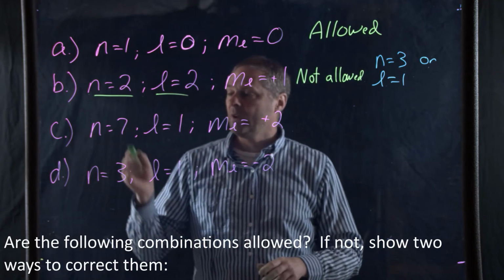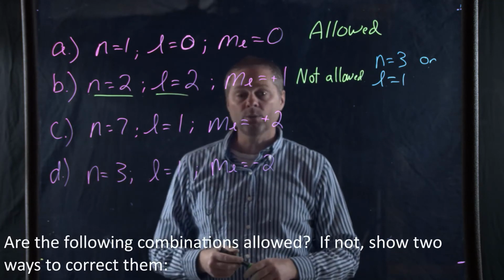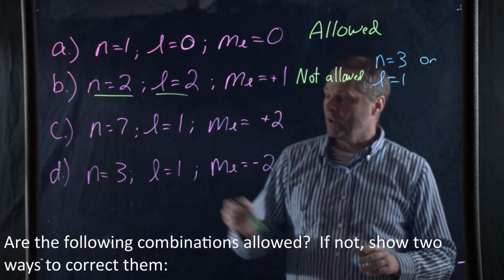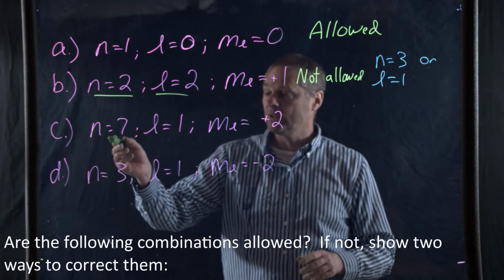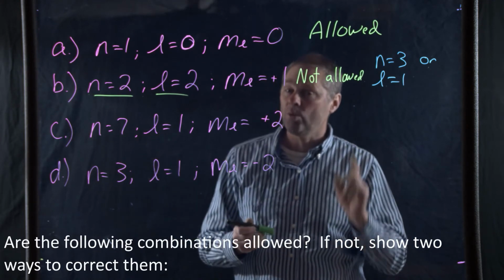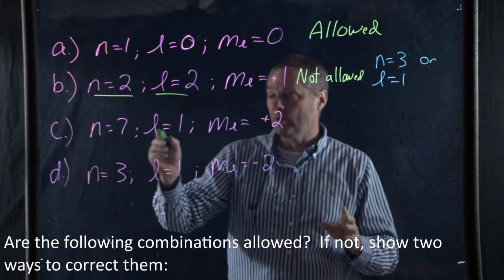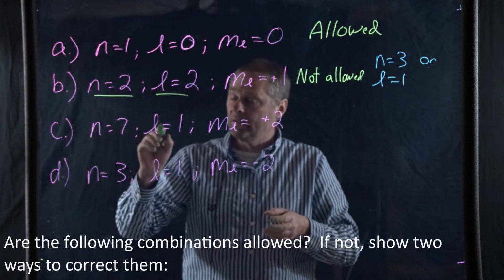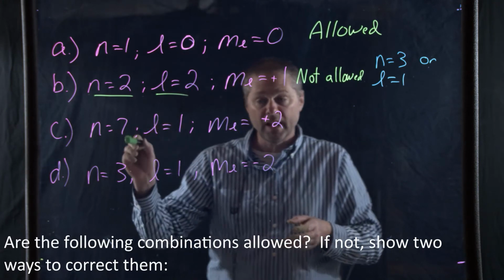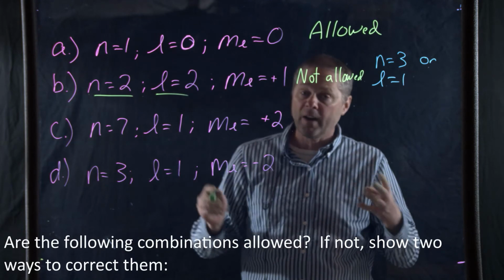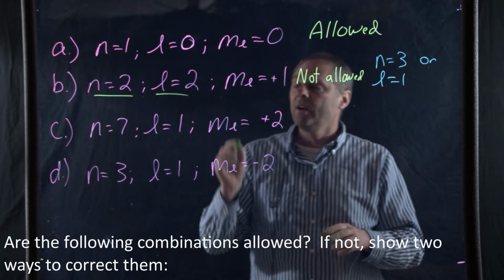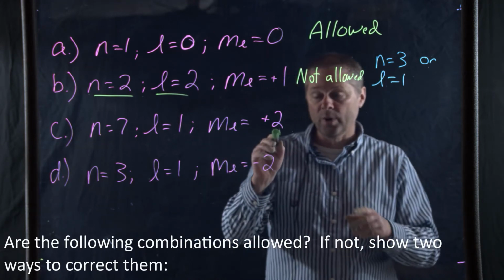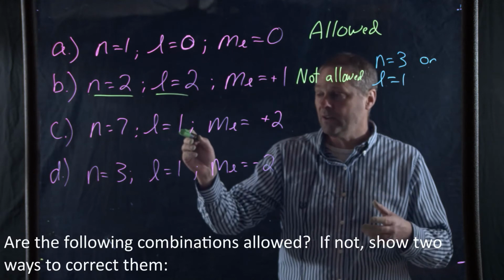Letter C, we have n equal to 7, L equal to 1, and m sub L equal to plus 2. So let's first start with n. n is equal to 7. L has to be at least 1 less than 7, and so that's fine. L can be any value from 6 down to 0, because L is 1 less than n. So L can be any value of 6, 5, 4, 3, 2, 1, 0. m sub L is between minus L and plus L, nothing greater, nothing less. And so here we have a problem.